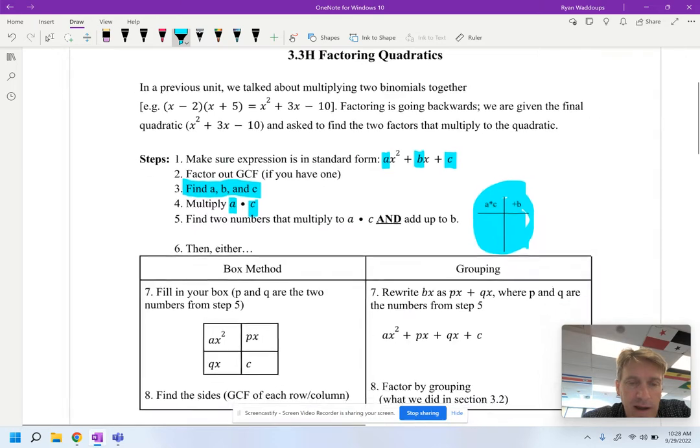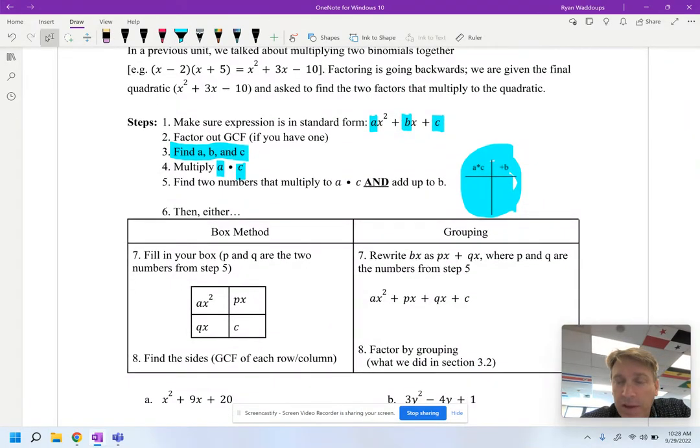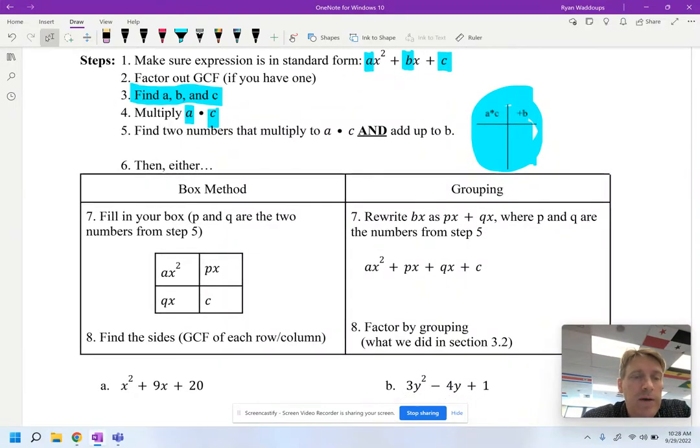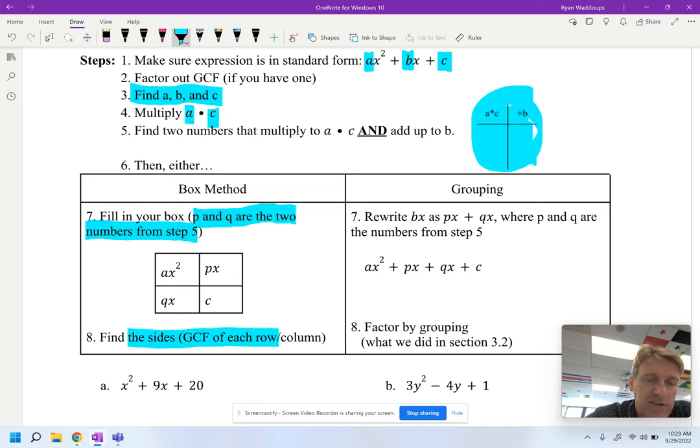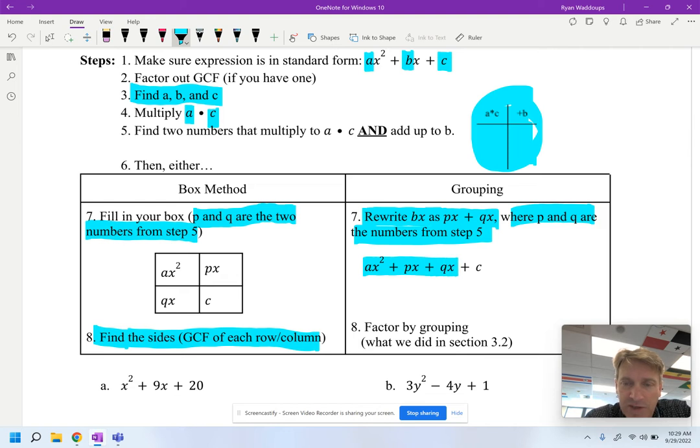Then we either use the box method or we factor by grouping like we did in our last lesson. So you fill up your box: ax squared, px plus qx. P and q are the two numbers from step 5, the ones that multiply to give a times c but add to give b. Then we find the GCF of each row and each column, and we rewrite bx as px plus qx. So then we have 4 terms, ax squared plus px plus qx plus c. This is the grouping method, by the way, and then we factor by grouping like we did in lesson 3.2.